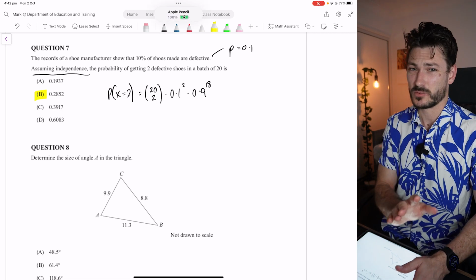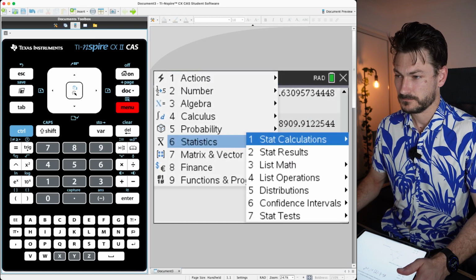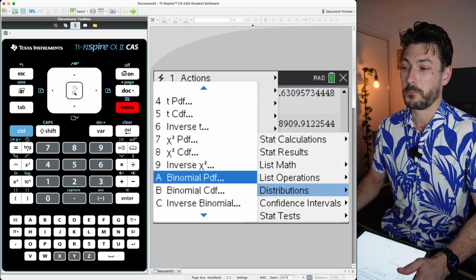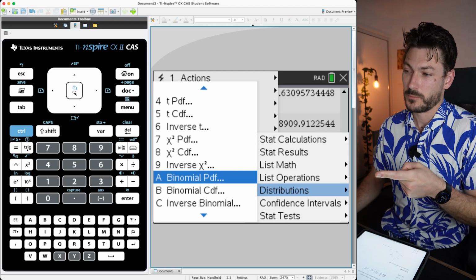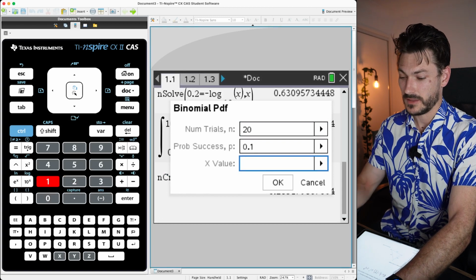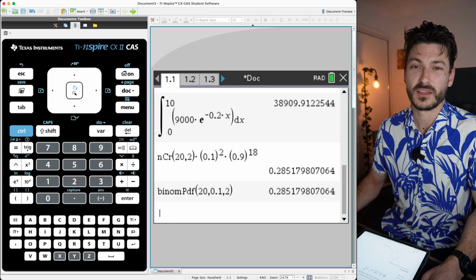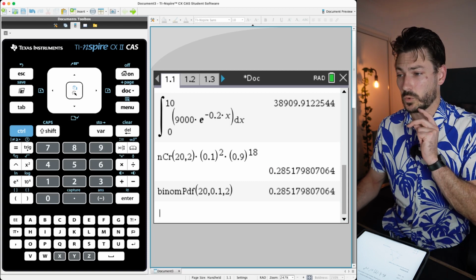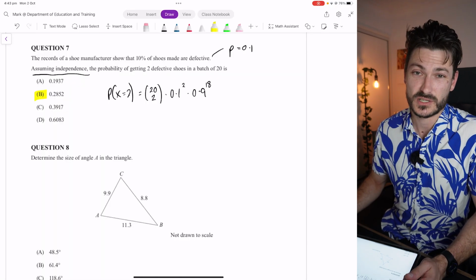But probably a faster way to do it on your calculator is if I go menu, statistics, and I want a distribution here. It's going to specifically be a binomial PDF, not a CDF, because we're not looking for a range of values. It's just 1 point. So we're going to go PDF. The number of trials was 20. The probability of success was 0.1. And the X value, aka how many successful trials, was 2. We hit OK. Gives us the exact same answer, but that might be a little bit faster in terms of typing it out, or you just might prefer that functionality. But whatever way you slice it, the answer is 0.285, which is B.